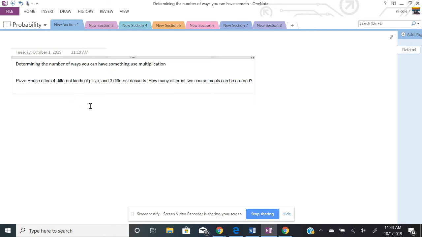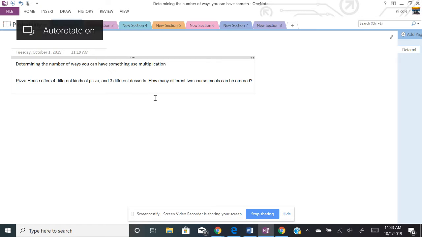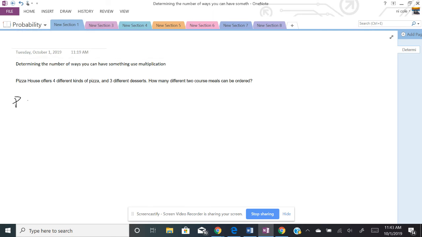For an example, a pizza house offers 4 different kinds of pizza and 3 different desserts. How many different 2-course meals could be ordered? So from our 4 pizzas, we could have, say, a pepperoni, a cheese, a meat lovers, and a vegetarian. And desserts, we have ice cream, chocolate cake, and pie.